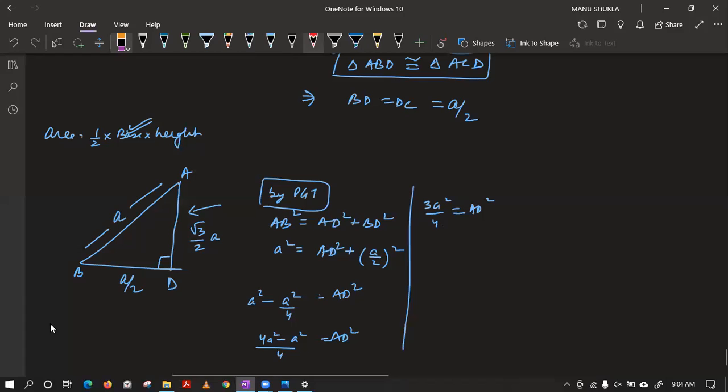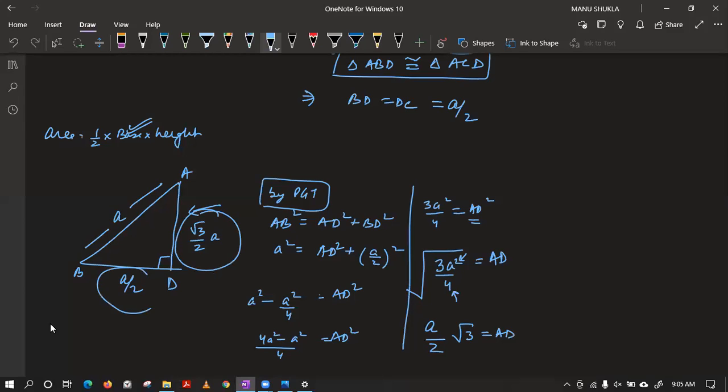Till this point, I hope it is clear to you. After this, I have just taken under root. The under root part of it I am showing you. It was AD square. I want the value of AD. So it becomes under root 3a square upon 4. Now, Joel, you can see this is a square, that is a into a, so a will come out. This is 4, which is 2 into 2. Ananya, now I hope it is fine. It is equal to AD. So what we have done is we have found the value of AD as root 3a upon 2, like this.